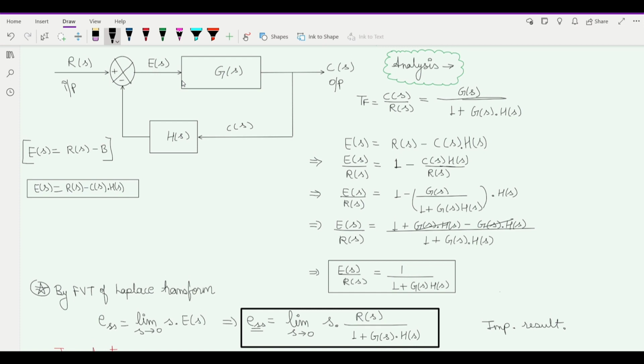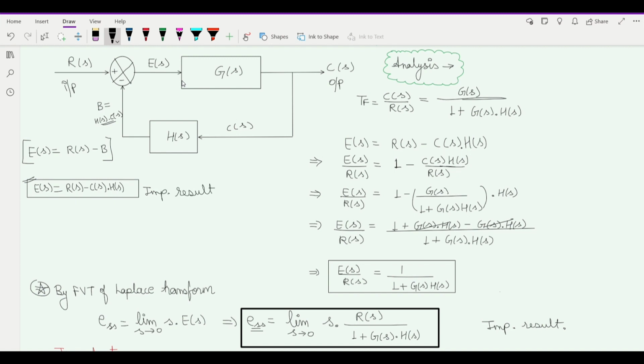Here is our R(s), here is the error signal, here is the output, and here is the feedback path, given as a unity negative feedback. Here I am assuming it is B. So B equals H(s) into C(s). E is nothing but R(s) minus B. So E equals R(s) minus C(s) into H(s). This is the important result.